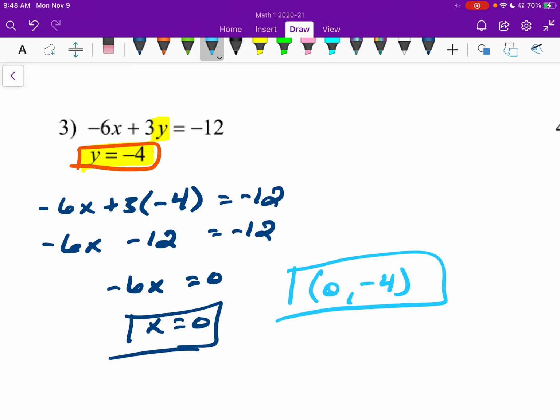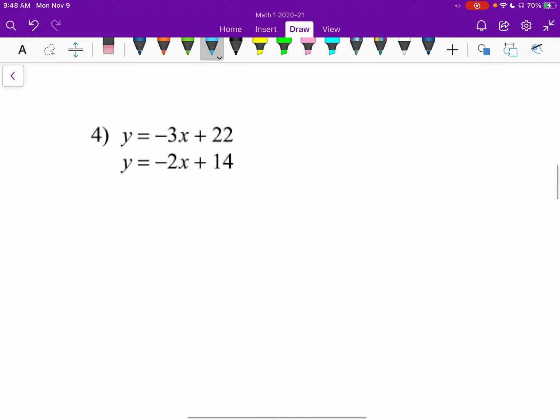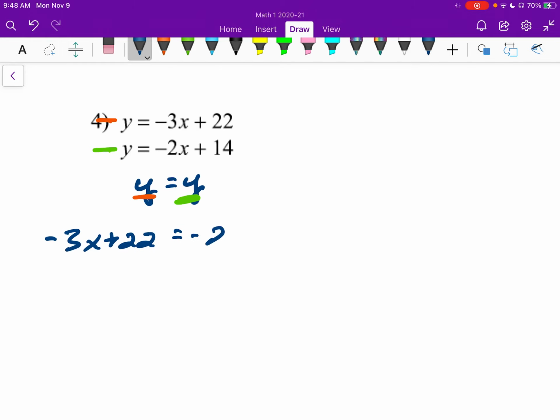All right, number 4. Well, this is another one of those that's already solved for y. So I start off by saying, well, y equals y. So I'll use this one here and this one here. So I can say, well, negative 3x plus 22 equals negative 2x plus 14.